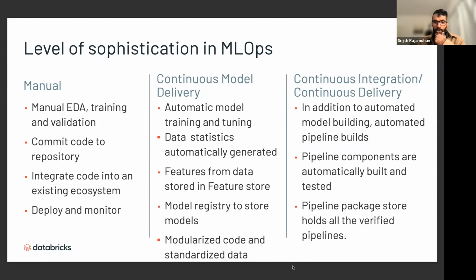The third step, or the most sophisticated way of doing it, is when you have continuous integration and continuous delivery. So in addition to the automated model building, you also have automated pipeline build. All the pipeline components are automatically pulled, built and tested. You also have something like a pipeline package store that holds all these verified pipelines, so you can pick a certain version of that.